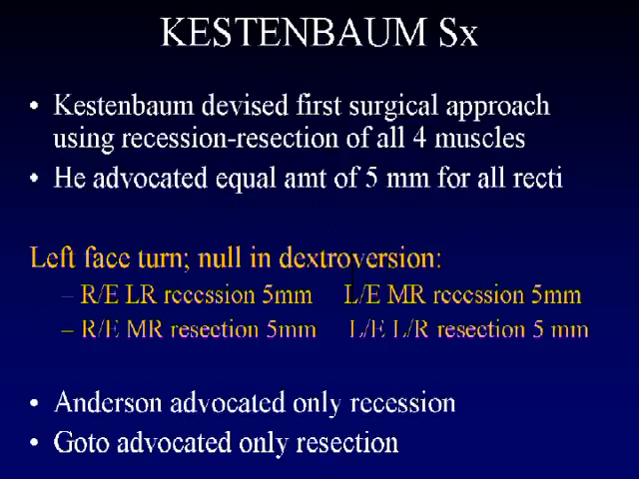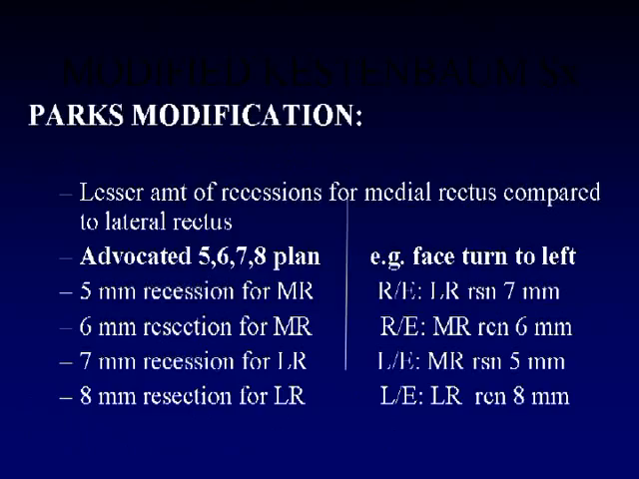In the Kestenbaum's surgery, all four recti were done, which were initially advocated to be 5 mm for all recti, and Anderson's advocated only recessions, and Goto advocated resections. Park's modification was a lesser amount of recession for the medial recti compared to the lateral rectus, as we know that the medial recti have a greater effect as compared to the lateral rectus, so he advocated the 5, 6, 7, 8 plan for face turn surgery.